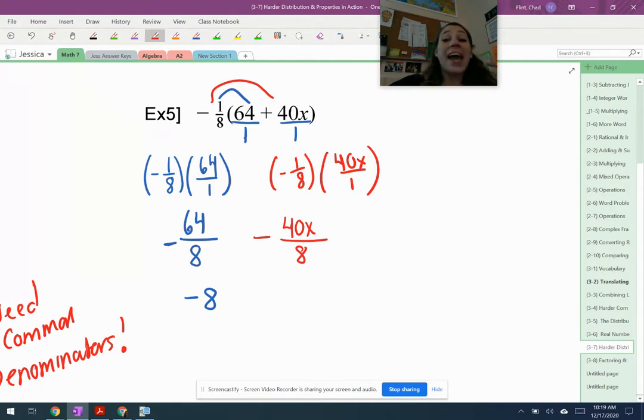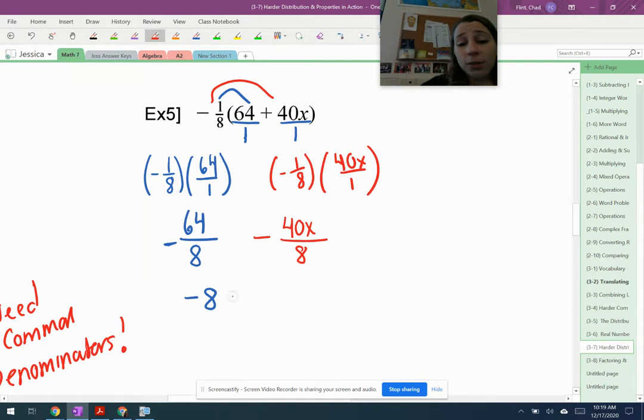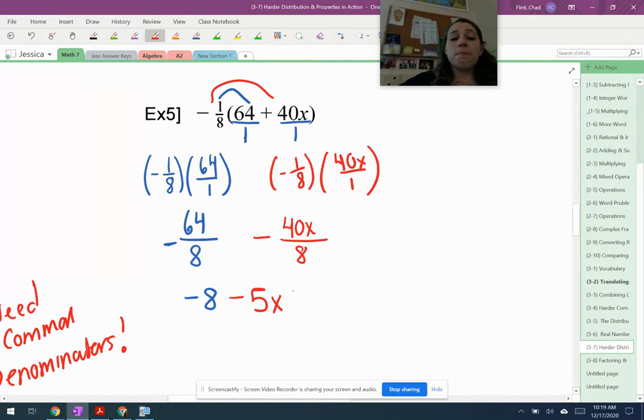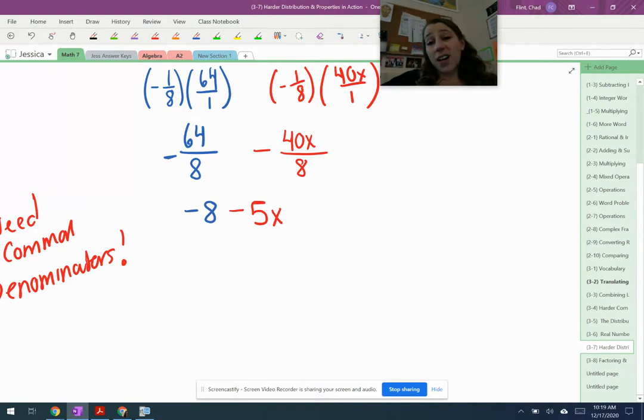With fractions, when we're adding and subtracting, we need common denominators. But multiplying and dividing, all the rules are off and we don't. Same kind of thing with like terms. When you're adding and subtracting, you need to have like terms. They need to have the same variable and that same exponent. Whereas if you're multiplying and dividing, they don't need to be like terms. So negative 40 divided by 8 is going to be a negative 5, and just carry down that x. So there is my final simplified answer, because negative 8 and negative 5x are not like terms.